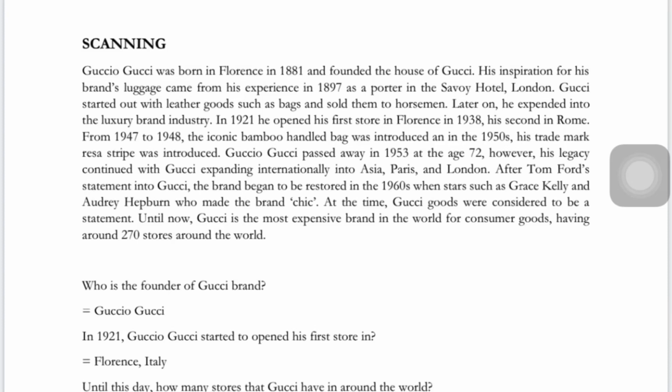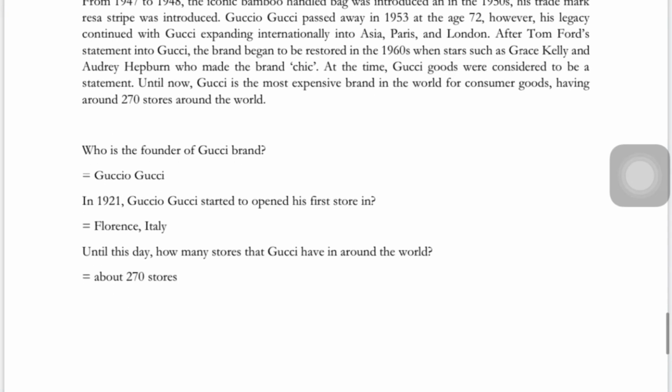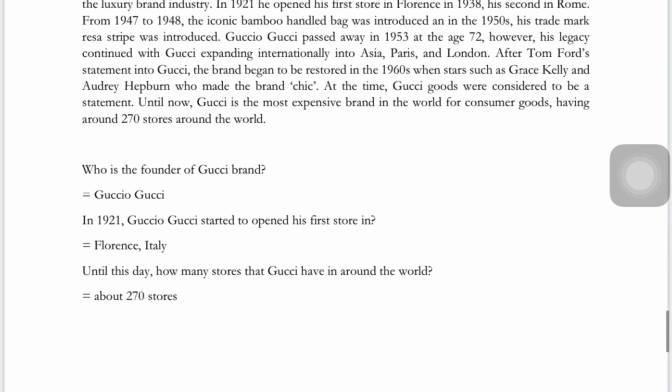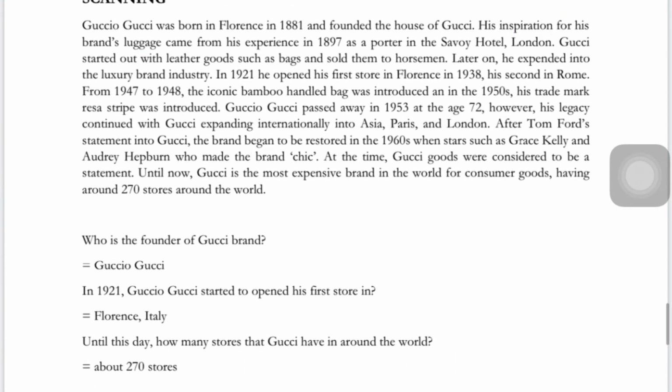There are 3 questions that I have prepared. The first question is, who is the founder of the Gucci brand? Like I said, if we want to know about the center of the text, we just look for the first sentence: Guccio Gucci was born in Florence in 1881 and he founded the house of Gucci. So the answer is Guccio Gucci.